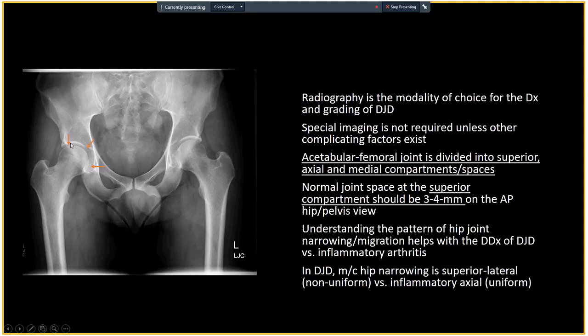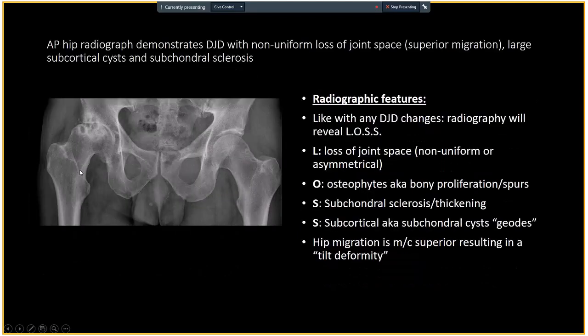So typically with osteoarthritis, the pattern of joint space loss is usually non-uniform. In other words, the most common pattern, you're going to see some kind of potential narrowing of the superior lateral compartment. And that's the key that will help you differentiate between degenerative versus inflammatory arthritis. With inflammatory, cartilage is destroyed simultaneously and the hip will migrate axially. In other words, symmetrical uniform joint space loss is what you should consider. Now, the other features that you should consider, that's a nice mnemonic, which symbolizes that as LOSS. So loss of joint space, typically non-uniform.